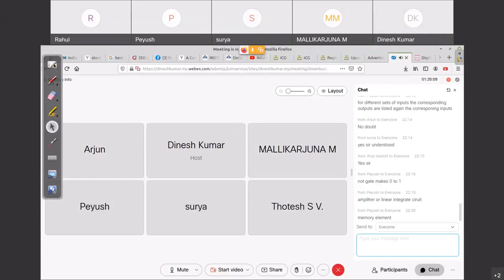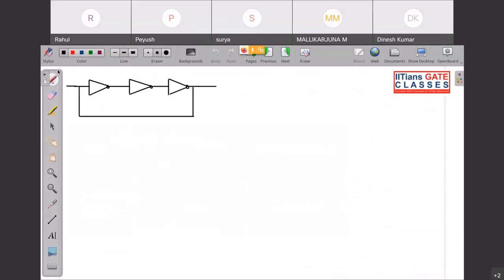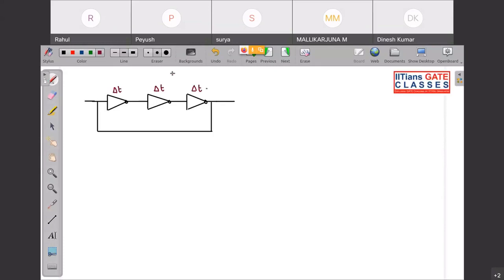Okay, fine. So now let me ask you if you can analyze this circuit or not. These are NOT gates. I want you to tell me what this actually is, if you have seen it. This is a very important concept, I will say. Here all the NOT gates have a propagation delay of del t. So tell me now, what will be the output, or what is this circuit known as?